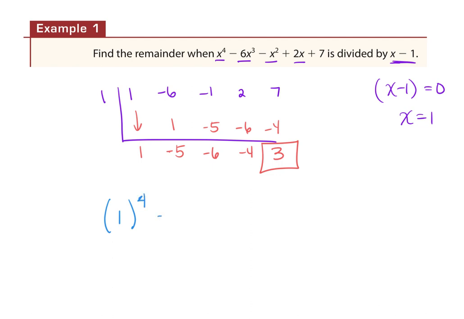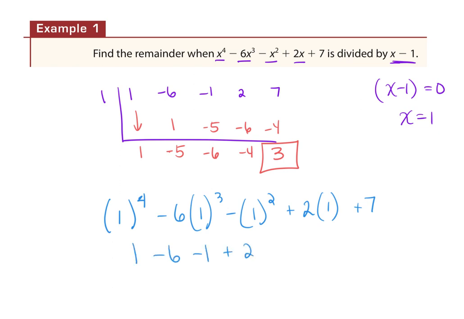1 to the 4th minus 6 times 1 cubed minus 1 squared plus 2 times 1 plus 7. I get 1 minus 6 minus 1 plus 2 plus 7. All right. 1 minus 6, that's negative 5. Negative 6, right? Negative 4 plus 7 equals 3.